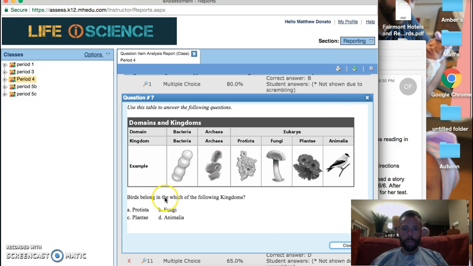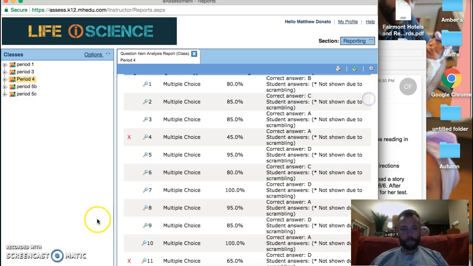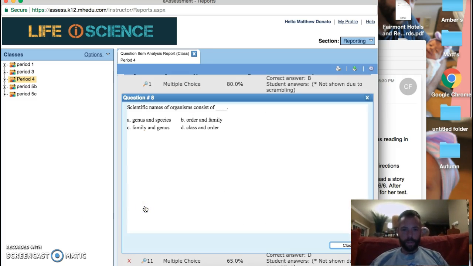Same chart again. Birds belong in which of the following kingdoms? Pretty simple. You just have to learn how to interpret this chart. And birds belong to the kingdom Animalia. Number 8, we're almost done here.